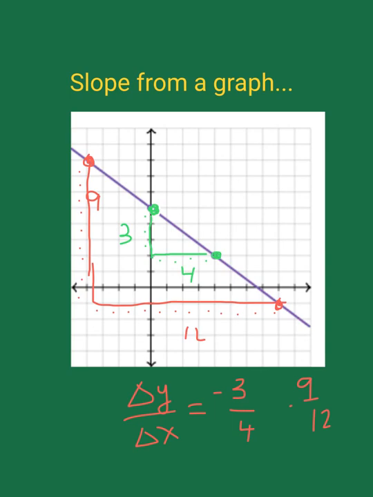Okay, and if you remember at the beginning of the video, I said that slope is constant for a line. That means the rate of change is going to be the same at every point. So when you go to calculate the slope, that's why you can pick any 2 points and you'll still get the right answer. So that's how you calculate slope from a graph.